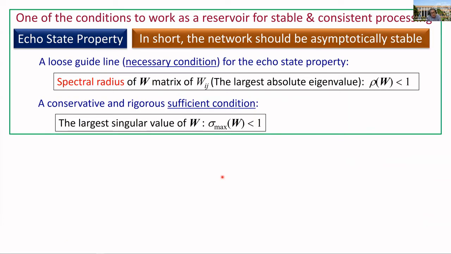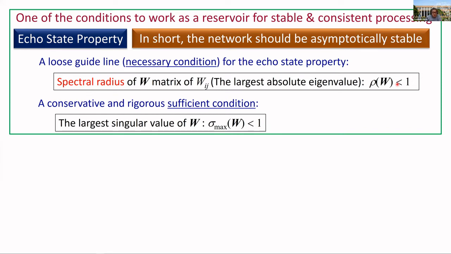Okay, so one condition for the reservoir network to work fine, that means stable and consistent processing, is the so-called echo state property, ESP. I don't want to get into this detail, but in short, the network should be asymptotically stable for the processing. To guarantee this property, we usually set the spectral radius of W, the connection matrix of the reservoir neural network, less than 1.